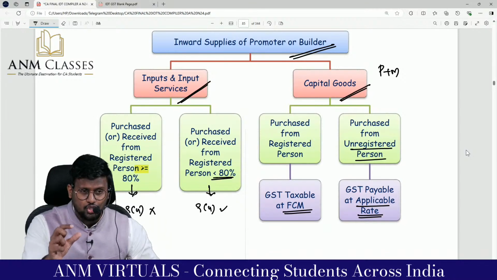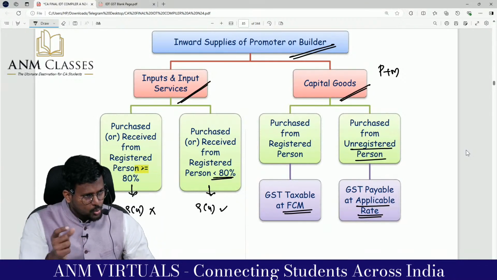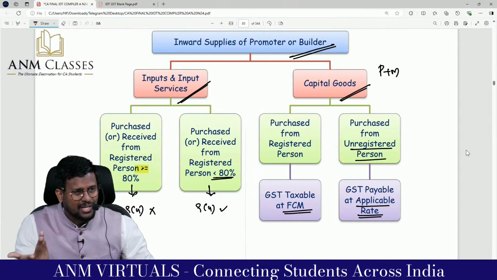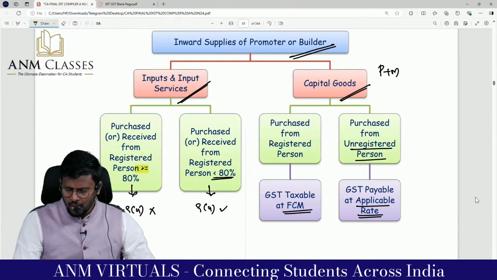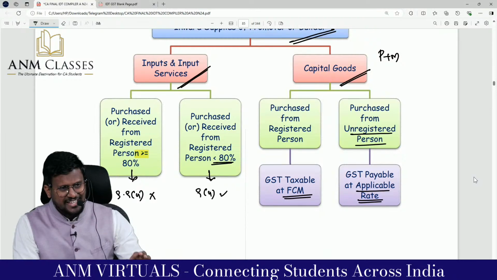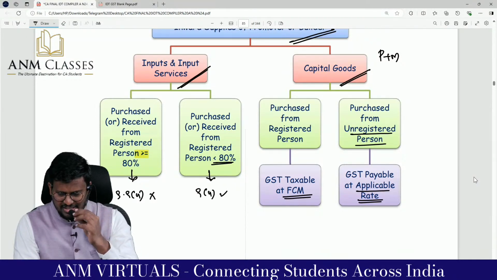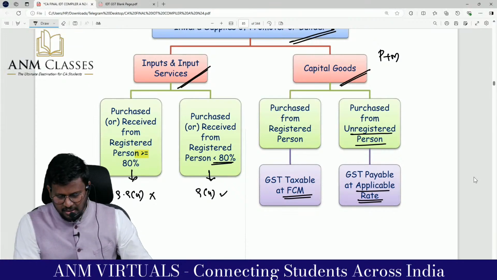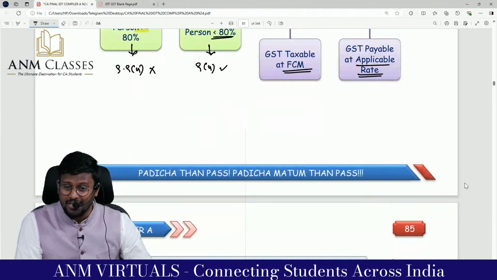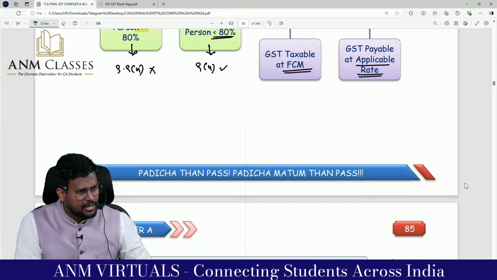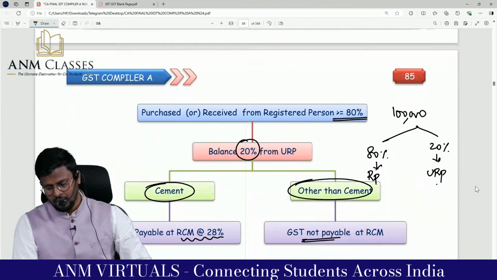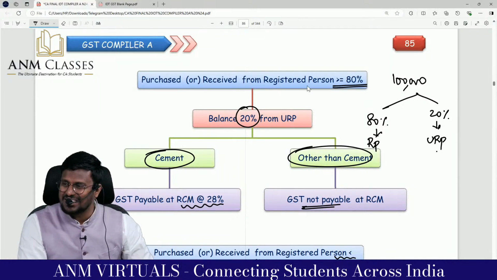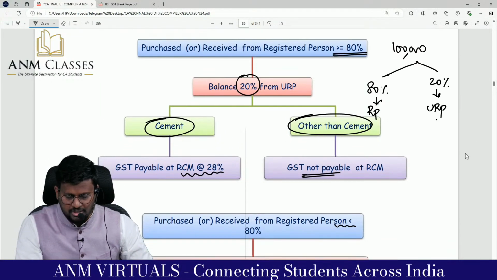It does not constitute cement. If it constitutes cement, then RCM will be applicable. Otherwise, RCM will not apply. With regard to capital goods, purchase from a registered person, GST is taxable at what? Purchase from unregistered persons, GST is payable at the applicable rate under RCM, under 9.4 or 5.4 as the case may be. So I am coming to situation number 1. Purchased or received from a registered person more than or equal to 80 percent.